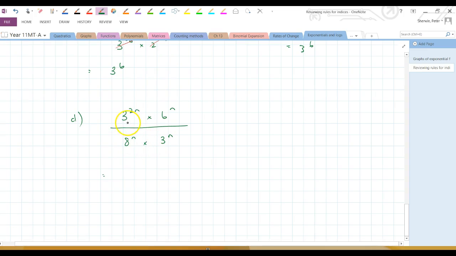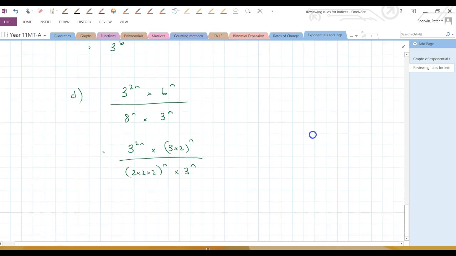Okay, again, in example D, we need to get the bases the same. Now the 3 and the 3, I'm going to hold them. This 6 is going to become 3 by 2, and this 8 is going to become 2 by 2 by 2. So once I've done all that, I'll be able to, like I did in the last example, combine my bases by adding and subtracting powers. You see what I'm doing here.